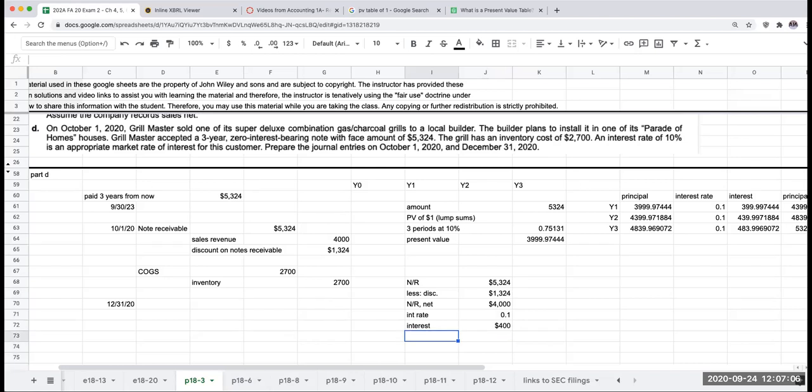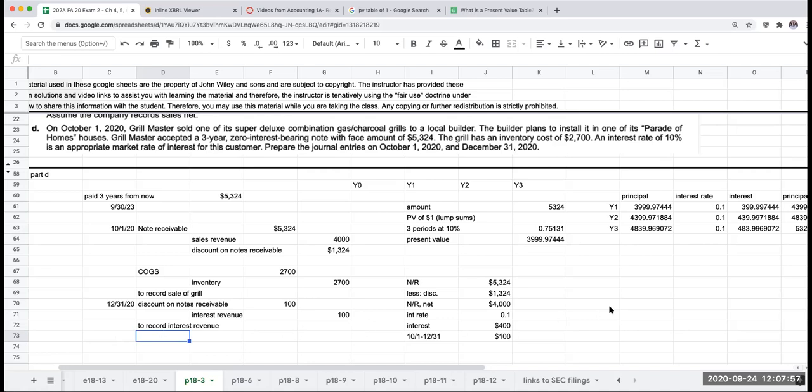What I then do is ask, how many months did I have it for? It was from 10/1 to 12/31, or 3 months. So this is times 3/12, or $100. So I'm going to debit discount on notes receivable, and credit interest revenue for 100 on each of these, to record interest revenue on the grill. Okay, that's exciting.